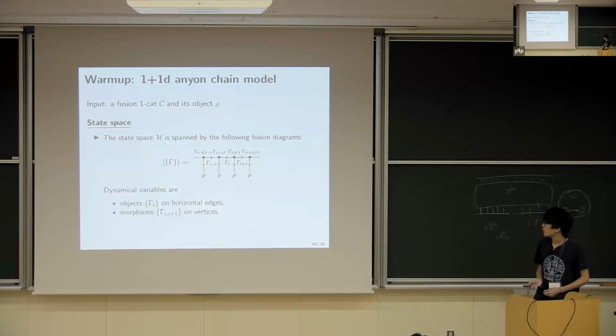The state space of this model is a vector space that is spanned by the fusion diagrams of this form. So each fusion diagram represents a state. And here, the dynamical variables are objects on the horizontal edges and the morphisms on the trivalent vertices. On the other hand, the objects on these vertical edges are chosen to be the fixed object rho, which is not a dynamical variable of this model. So the dynamical variables are only on the horizontal edges and the trivalent vertices. And the configuration of these dynamical variables is constrained by the fusion rules.